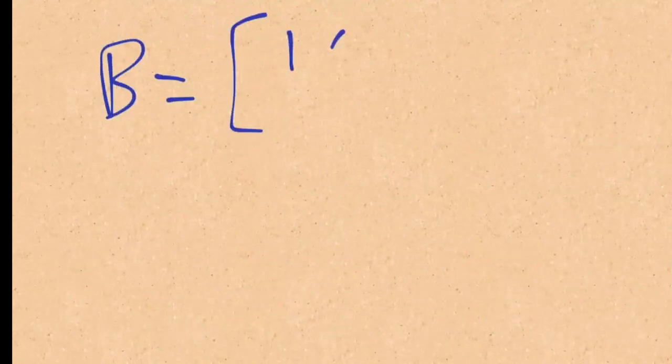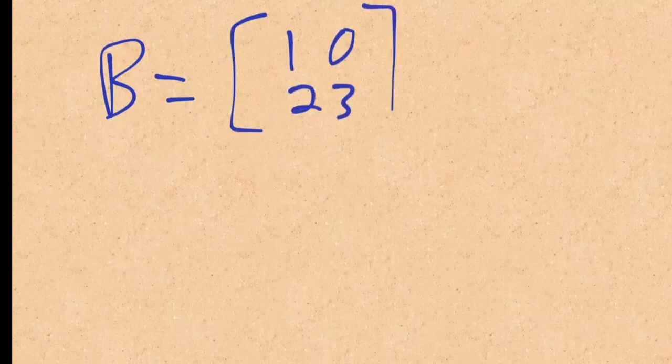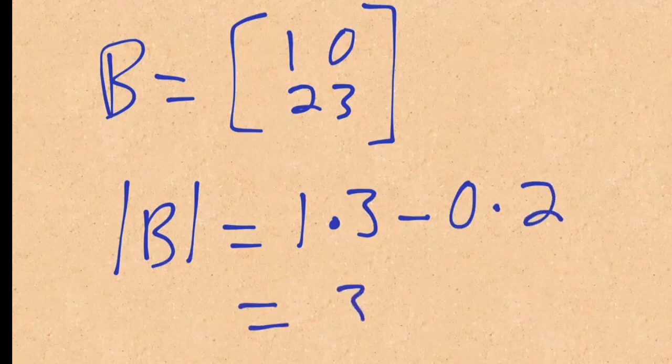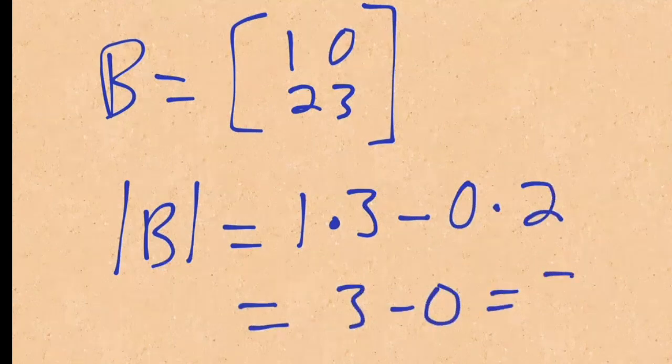Let's take a look at doing a 2-by-2 example of a determinant. So say we're given the matrix B equals 1, 0, 2, 3. The determinant of B would be 1 times 3 minus 0 times 2, for a total of 3 minus 0 equals 3.